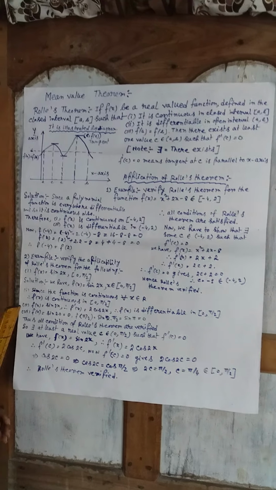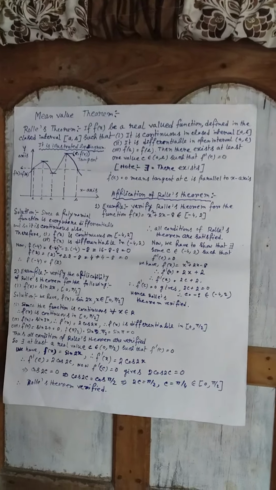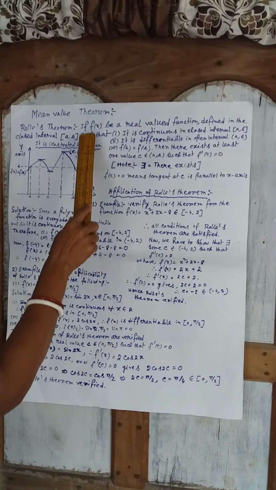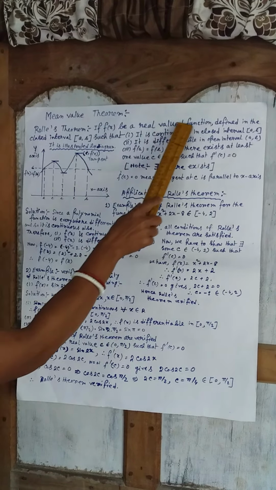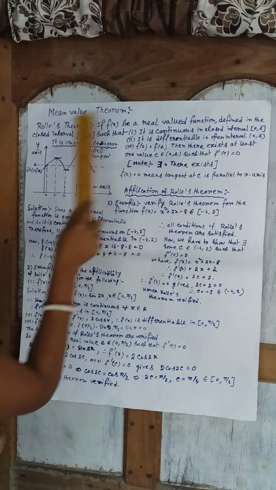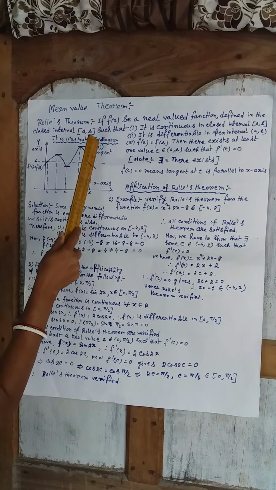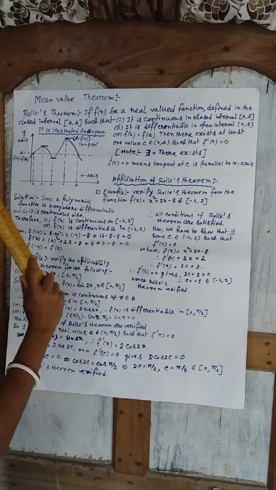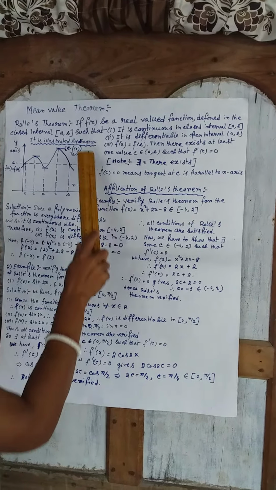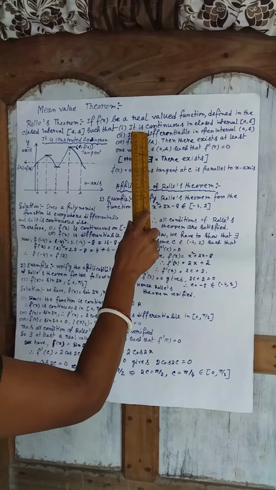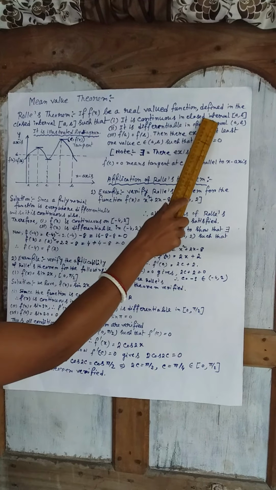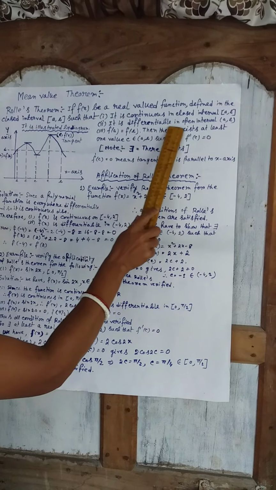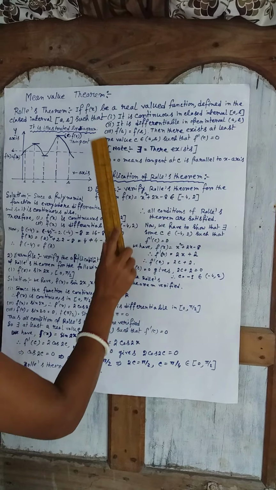Today I will start the mean value theorem. First, Rolle's theorem. If f(x) is a real valued function defined in the closed interval [a, b], that is, a ≤ x ≤ b, which is called a closed interval, such that number 1, it is continuous in the closed interval [a, b]. Number 2, it is differentiable in the open interval (a, b).